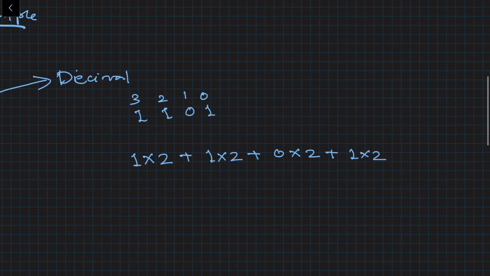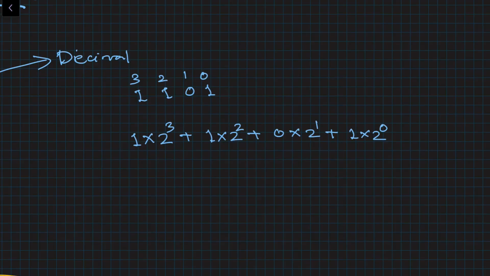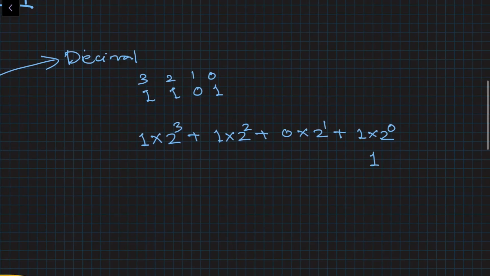But before that, we have to give a power based on the index. So this is of index 0, this is of index 1, this is of index 2, and this is of index 3. So 2 to the power 0 will return us 1, and 1 multiplied by 1 is going to be 1. Here, if we sum up, anything multiplied by 0 is going to be 0.